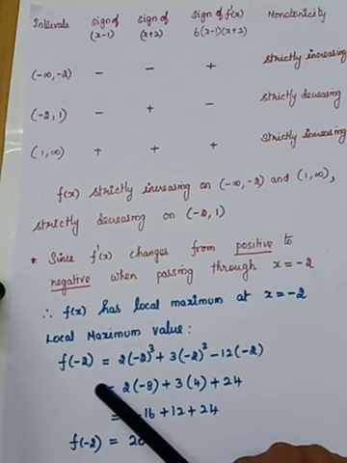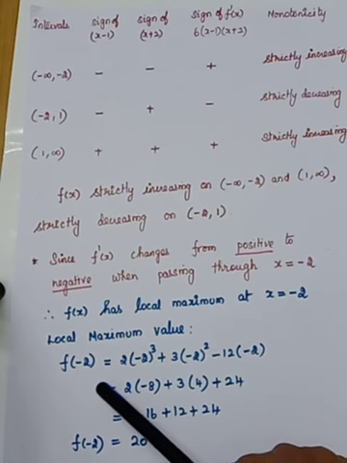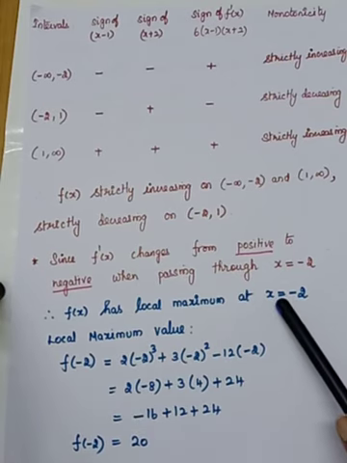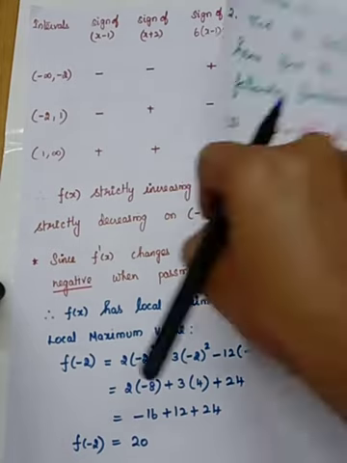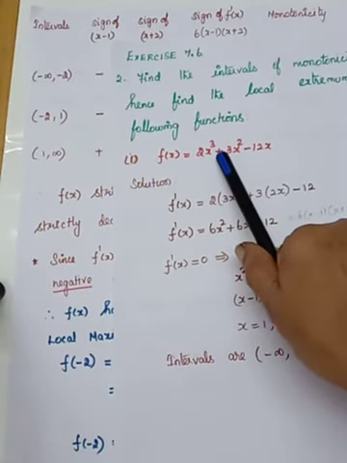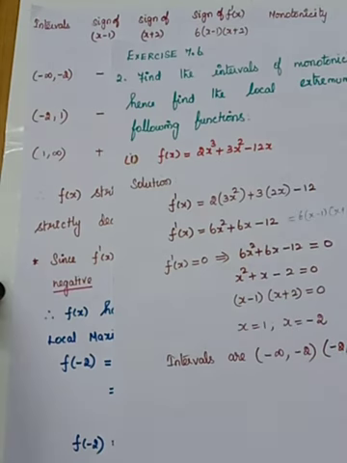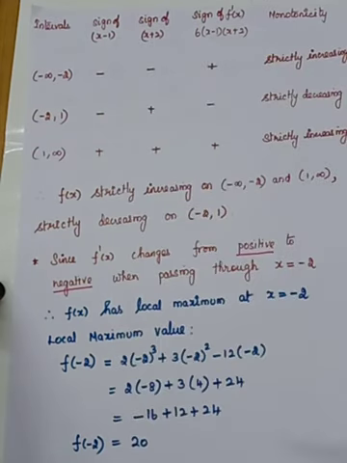Next we are trying to find the local maximum value. The x value is here, and you are going to find the y value. So what is y? y is equal to f of x. So this minus 2 has to be substituted in your f of x. Okay, this is your f of x. So here in the place of x, you have to substitute minus 2. So I have substituted here. The result is minus 16 plus 12 plus 24. That is 20. So the local maximum value is 20, which is obtained at x is equal to minus 2.